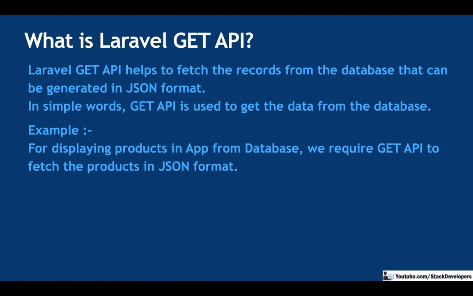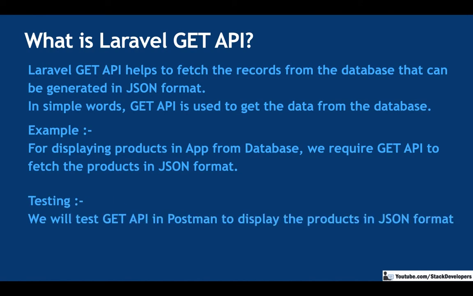For displaying products in an app from the database, we require Get API to fetch the products in JSON format. Like if we want to display products in an Android or iPhone app, then it is only possible with the help of Get API. See, the database can't communicate with the app directly. For that, we require APIs. So the Get API fetches the data from the database and shows that data in the app itself.